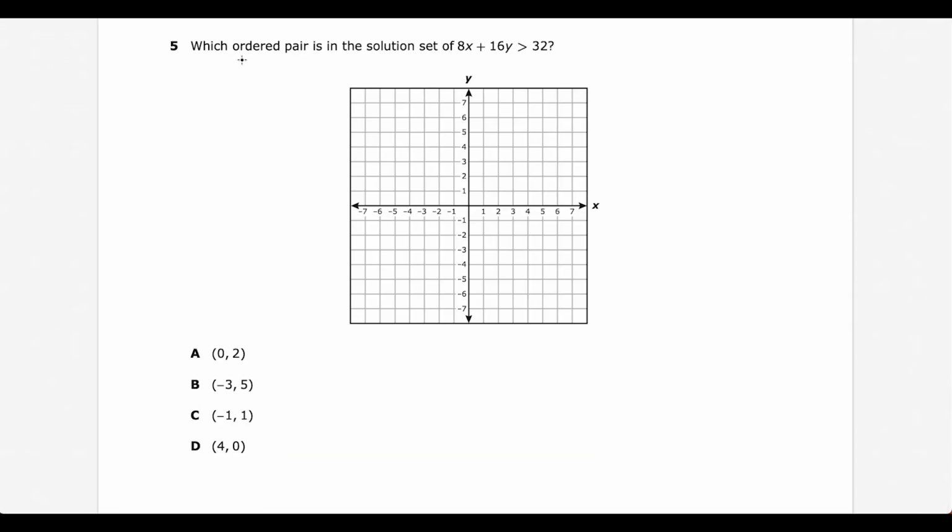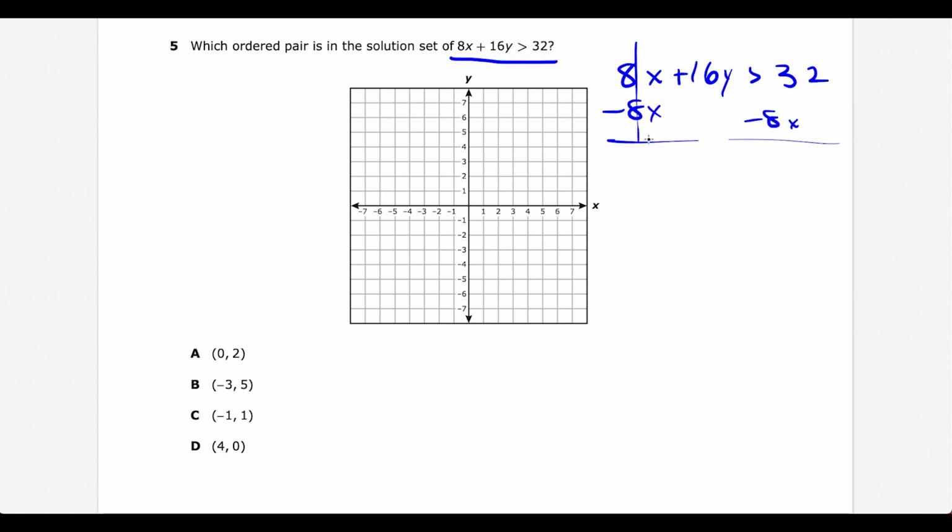So question 5, we want to know which ordered pair is in the solution set of this linear inequality here. Now we could just plug in all 4 points into this inequality and find the answer that way. But a nicer way to do this would be to actually show the work. And what we want to do is we want to solve this inequality for y. So we could start by doing -8x on both sides. And what we have here is now we have 16y is greater than -8x plus 32.